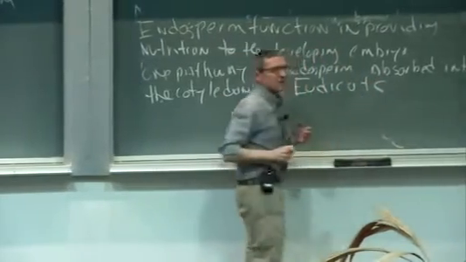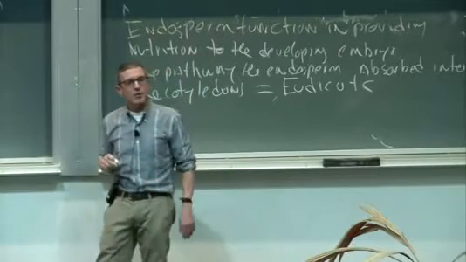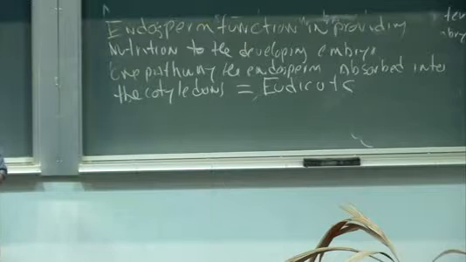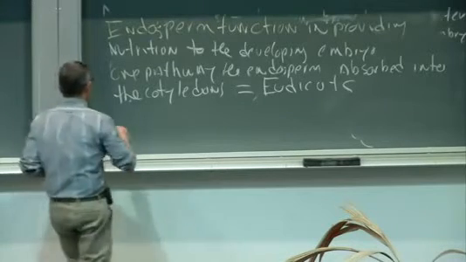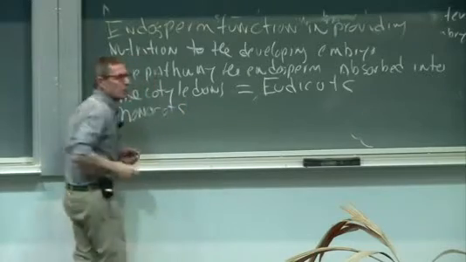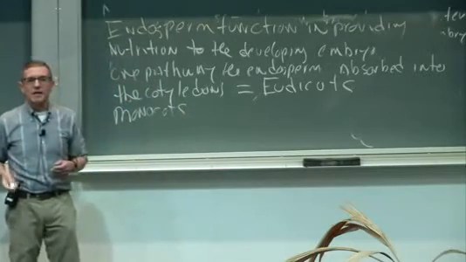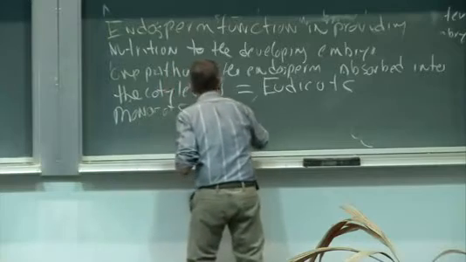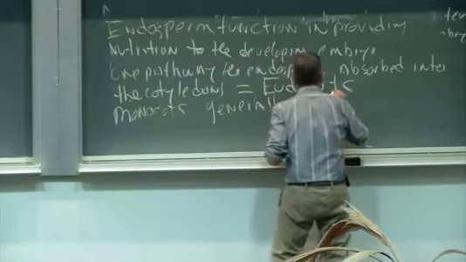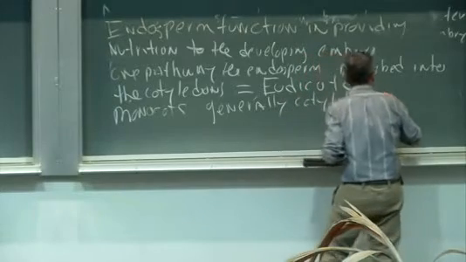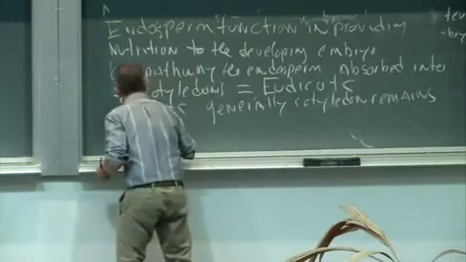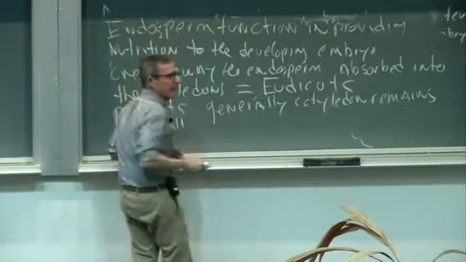If you were to open the seed of a eudicot, most of the endosperm, which had resulted from double fertilization, would have been absorbed into the cotyledons. And this is contrasted with monocots, in which generally the cotyledon is small and endosperm is still present.